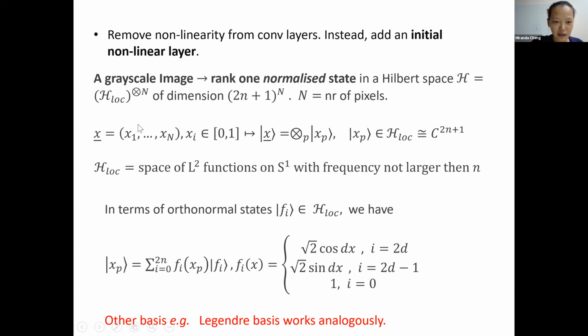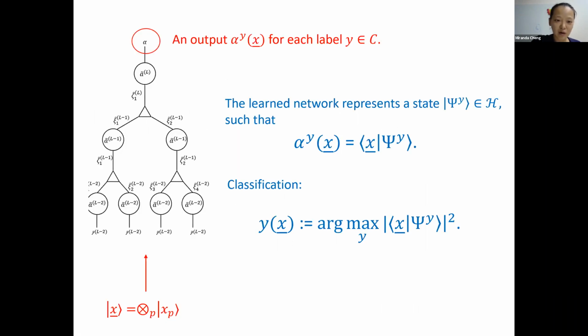So what is a grayscale image? It's a bunch of numbers, one for each pixel, between 0 and 1, right? Encoding how black or how white this pixel is. Okay, so we map it using some Fourier basis to some quantum states. And this local Hilbert space is then the space of L2 functions on the circle with some cutoff of frequency, right? But you can also choose any other orthonormal basis, like Lagrange basis. We also tried and it works. So you now have an input image that is a quantum state in your language, and the output is a number. And all that goes between is linear. So you can describe the network as a state, okay?